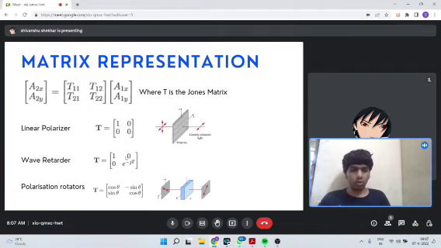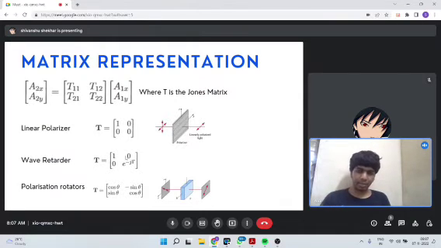Right. So how do we treat and manipulate these waves which we're getting? The best way to do it is matrix representation. We can show these filters as a matrix. What this essentially means is, when the amplitudes of the incoming wave in the x and y directions are known, you multiply them with the Jones matrix, which is the T matrix here, to get the desired output.